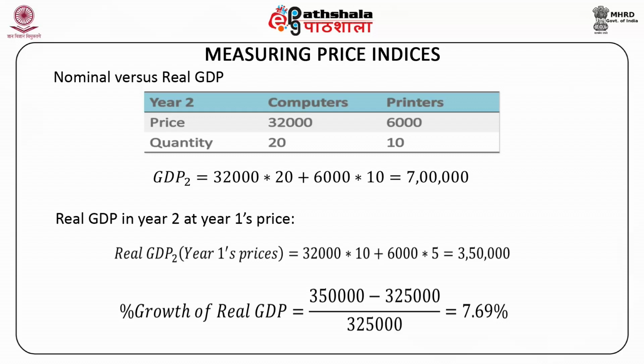The percentage growth of real GDP can be calculated as 3,50,000 minus 3,25,000 divided by 3,25,000, which is equal to 7.69%. Thus, the real GDP is almost 8% higher in year 2 than in the year 1.